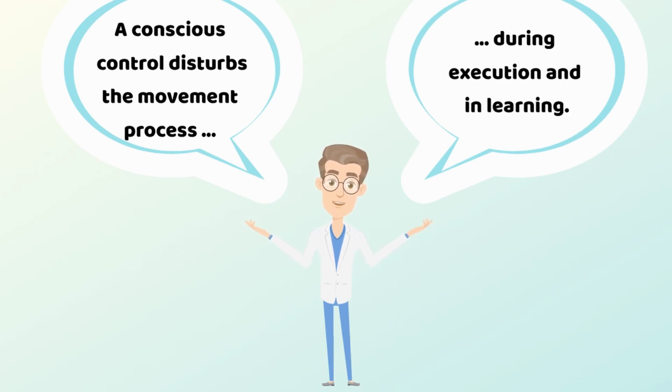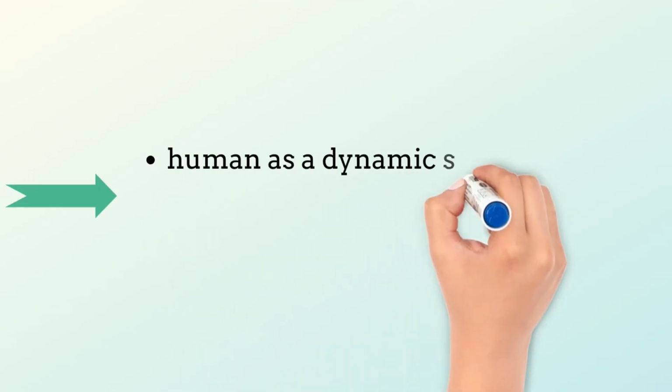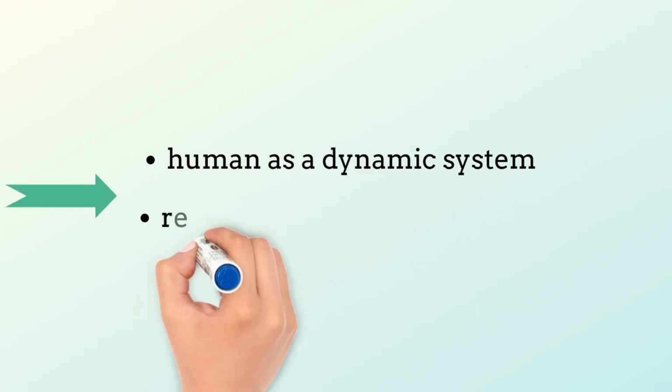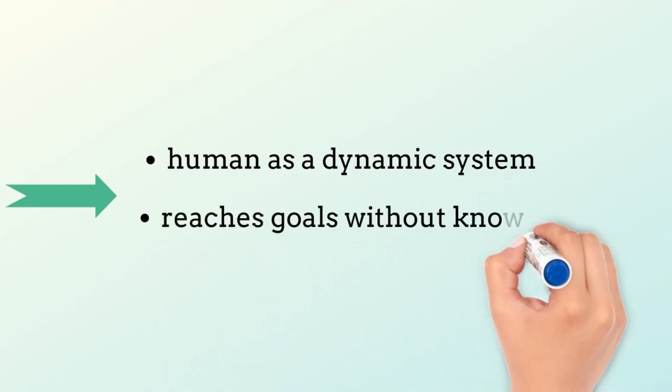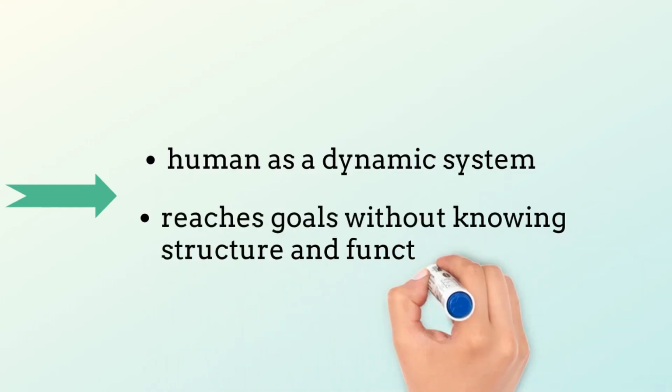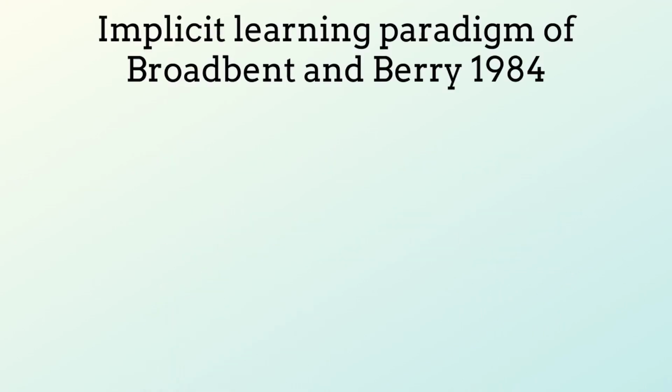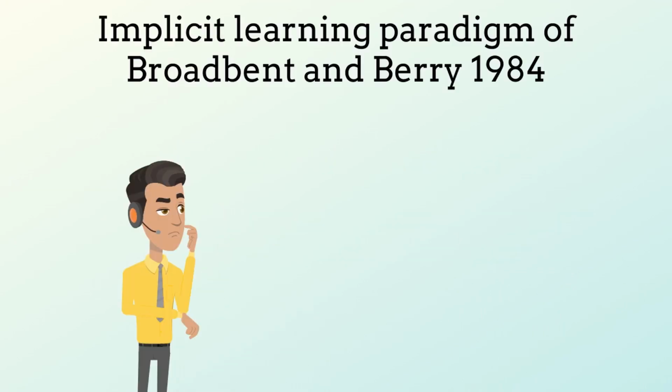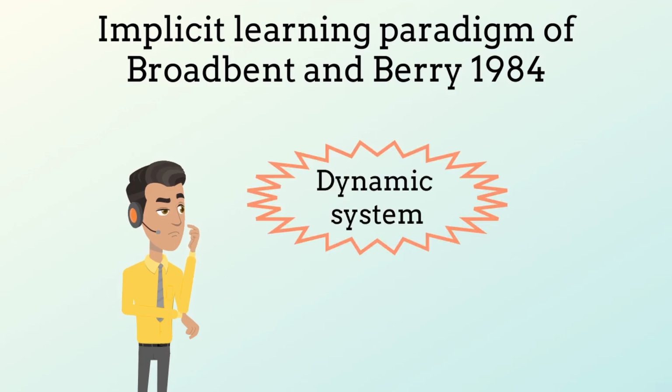All in all, evidence suggests that humans use their body to reach some given goals without knowing exactly how they do so. As such, the human body may be envisioned as a dynamic system with self-organized properties such that goals may be reached without detailed knowledge about its structure and its functioning. In the implicit learning paradigm by Broadbent and Berry, subjects learned a goal-directed use of another sort of dynamic system without any knowledge about its structure.